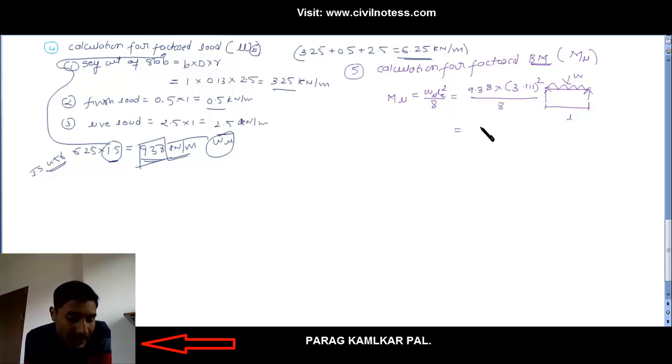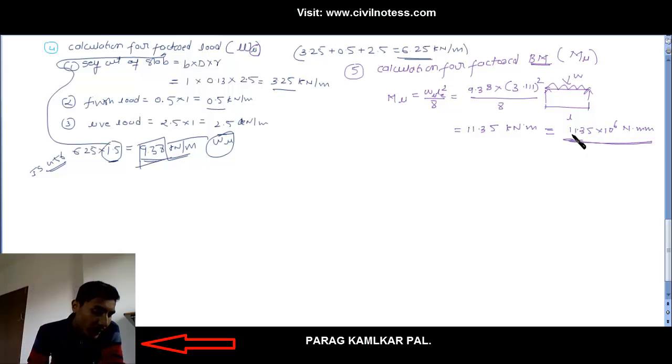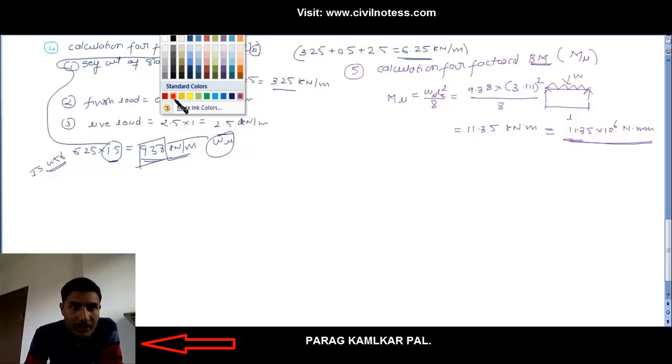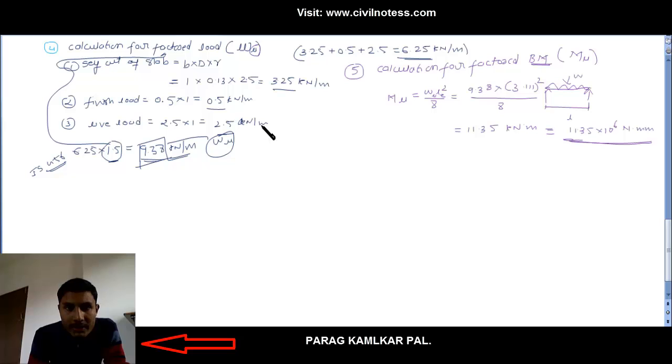So what we got, the answer is 11.35, first in kilonewton meter. If I convert it into newton mm, it is 11.35 into 10 raised to power 6 newton mm. So this is the value I got right now. After that I go for my next calculation, which is step number 6.